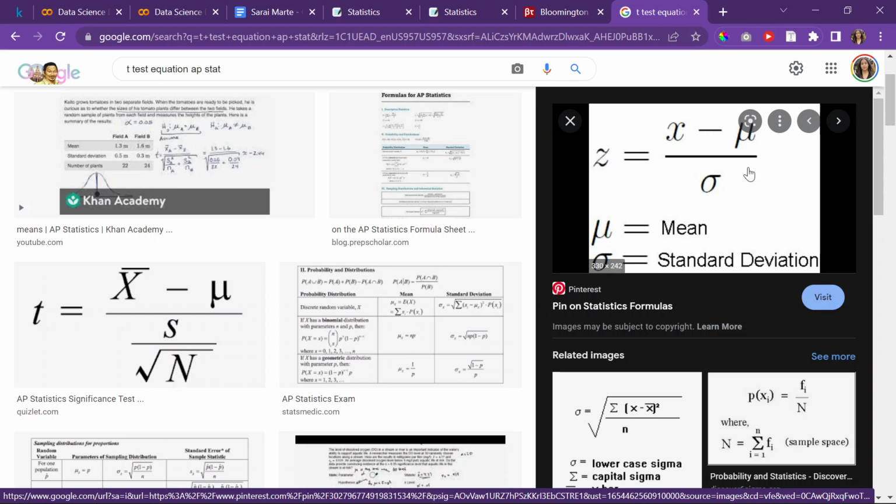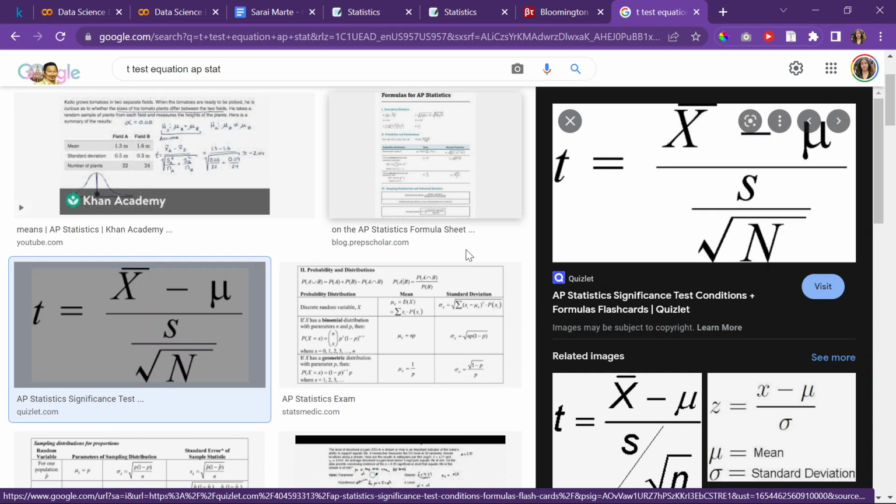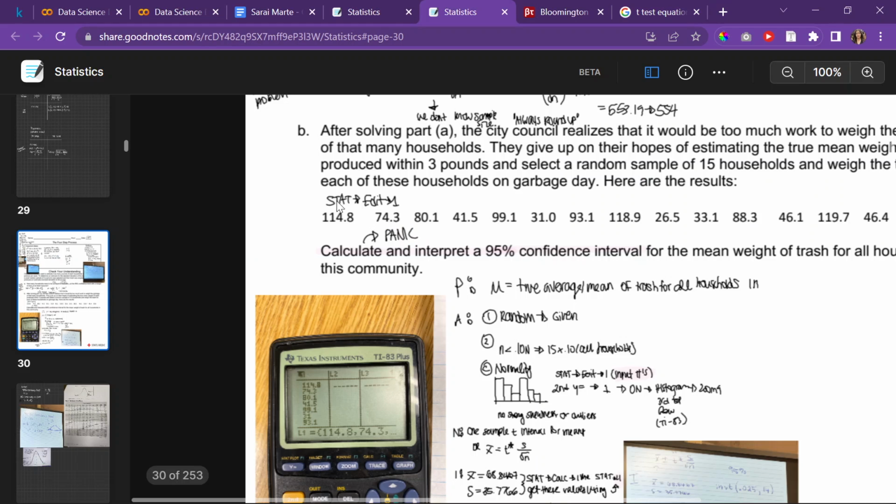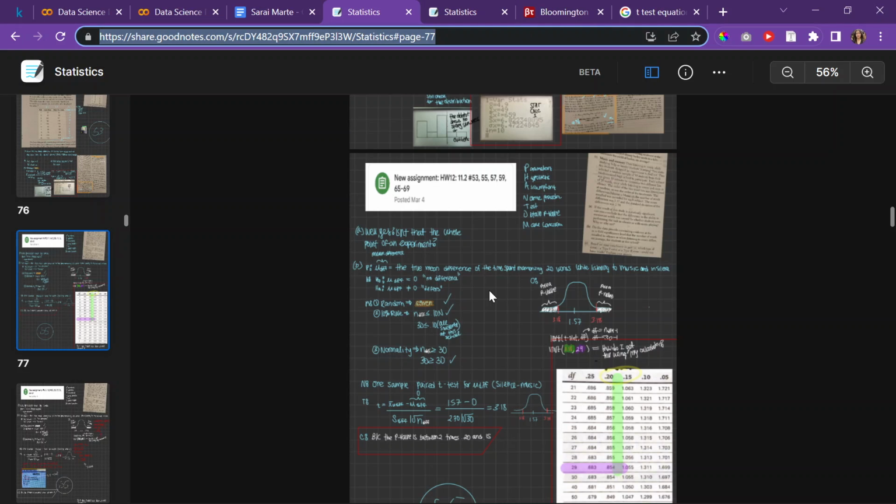And then T star. Oh, why did I forget about that? I just realized. Okay, yeah, so it makes sense. Z is equal to x minus mu over sigma, but because in our mean problems we don't have sigma, it replaces it with x minus mu over s over the square root of n. That makes much more sense. Yes, yes, yes.